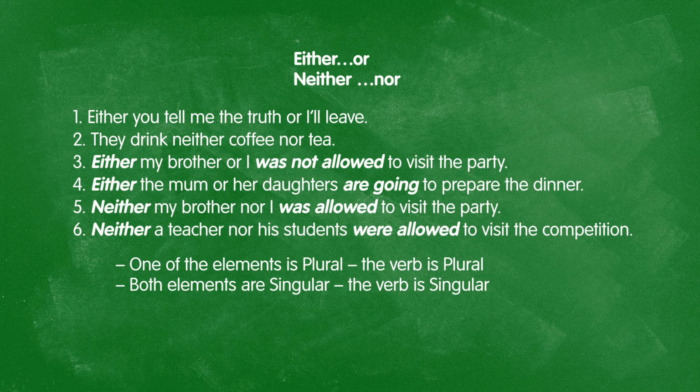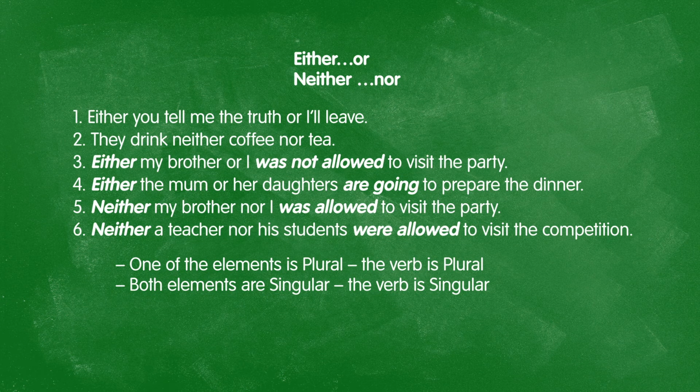Here, I'm saying that both coffee and tea are unacceptable. They do not want any of the choices that I have given them, so I use neither nor. Next, either my brother or I was not allowed to visit the party. Or, either the mom or her daughters are going to prepare the dinner.